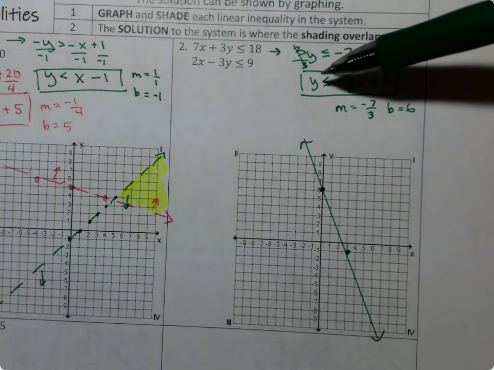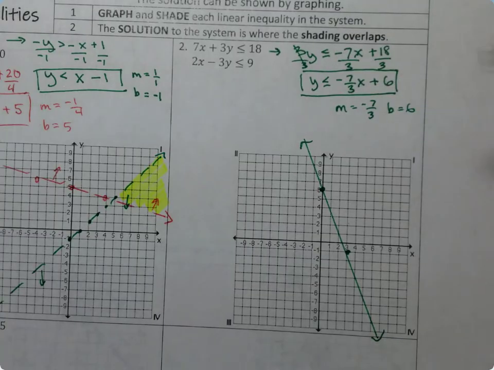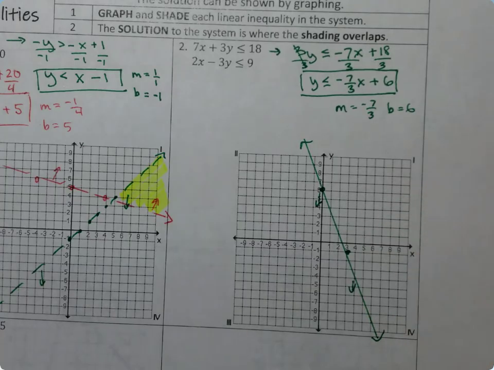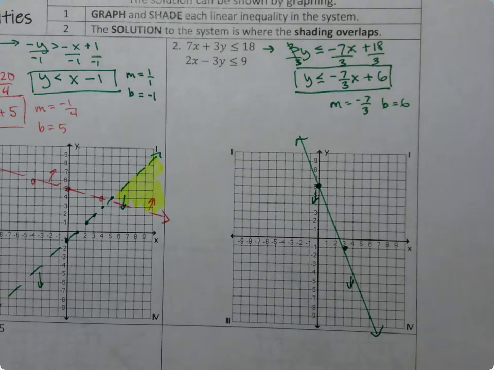Our inequality said y is less than. So if I'm less than, I'm going underneath the line, going down the y-axis, or again, use a test point.